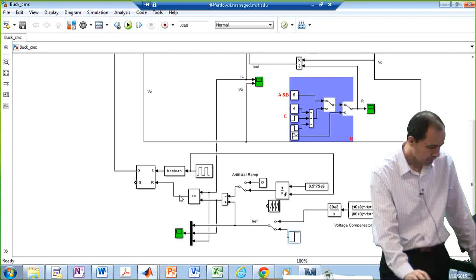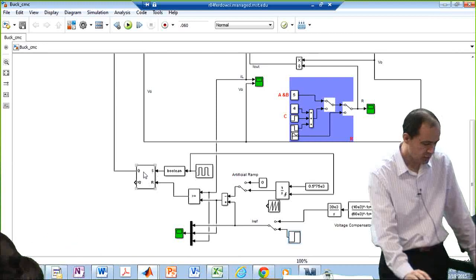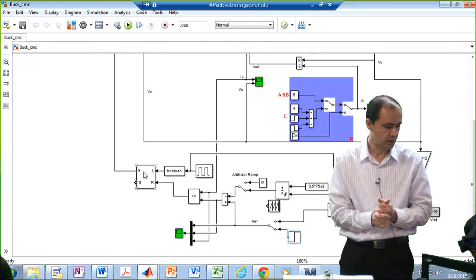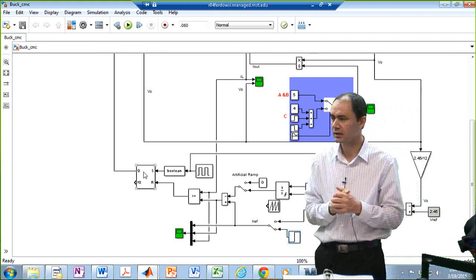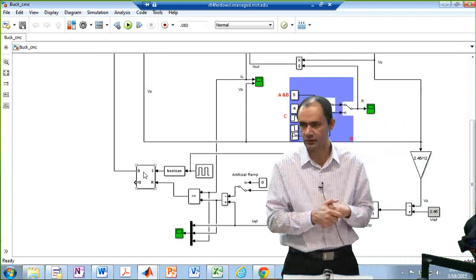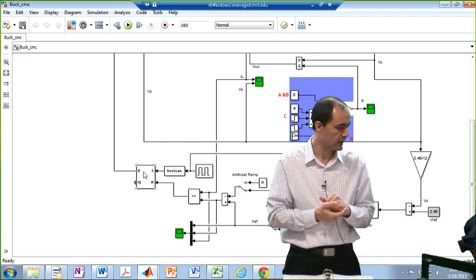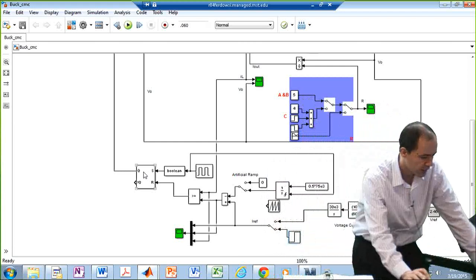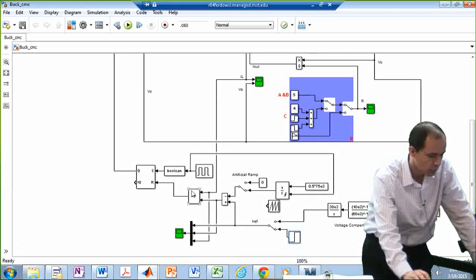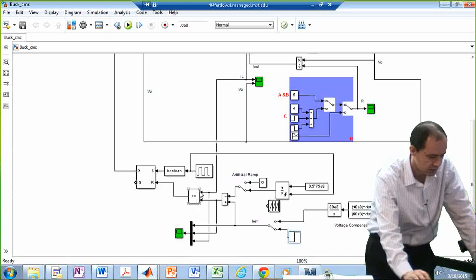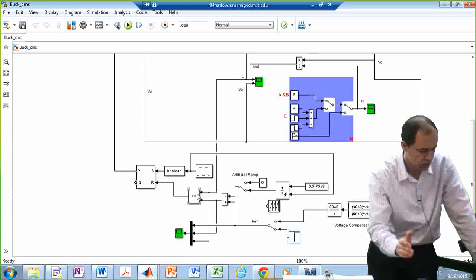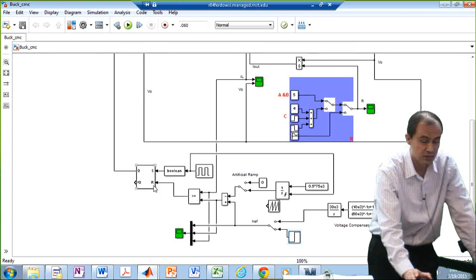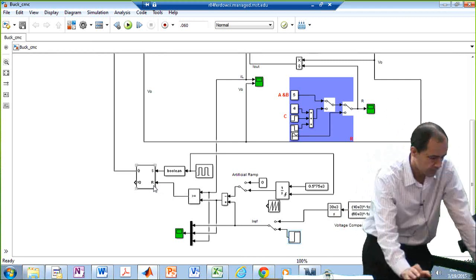Then this is the latch that current mode control works based upon. It's a set and reset kind of a latch. At the beginning of the cycle, you set it. That means you have to turn the switch on. And then when the result of the comparison between your reference and the real inductor current value actually changes, then you have to reset or turn the switch off, basically.